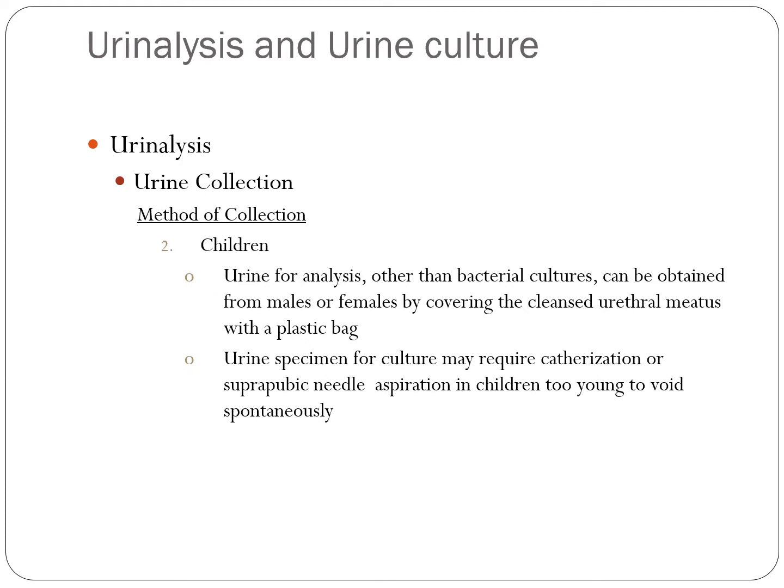In children, urine for analysis other than bacterial cultures can be obtained from males or females by covering the cleansed urethral meatus with a plastic bag. Urine specimens for culture may require catheterization or suprapubic needle aspiration in children too young to void spontaneously.